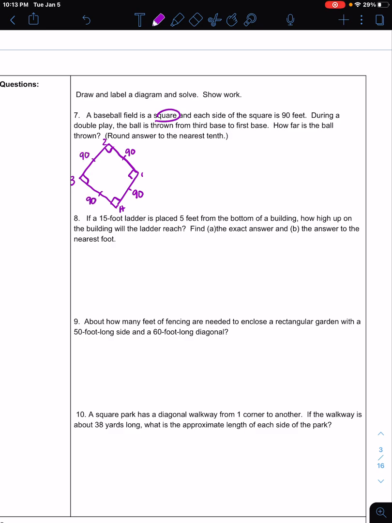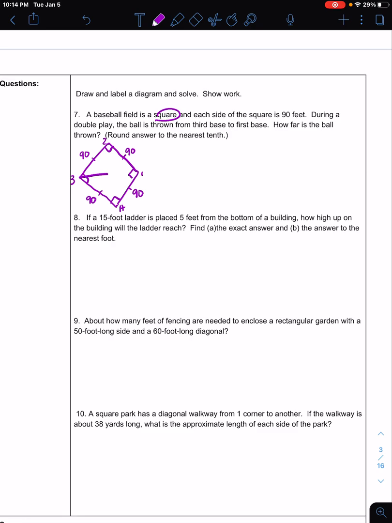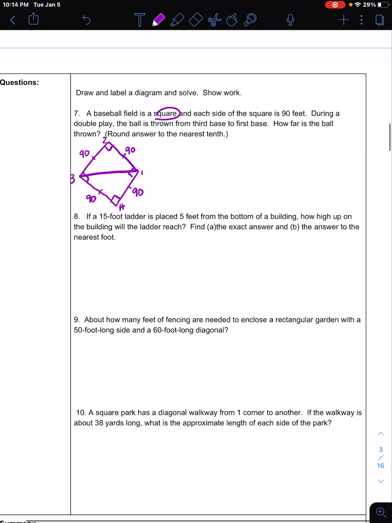So I like to label everything so I have it as I read it. During a double play, the ball is thrown from third base to first base. So I'm going to throw the ball here. How far is the ball thrown? Well, notice that is directly across, and it forms this little right triangle right here. We like right triangles. Special things happen when we have right triangles.